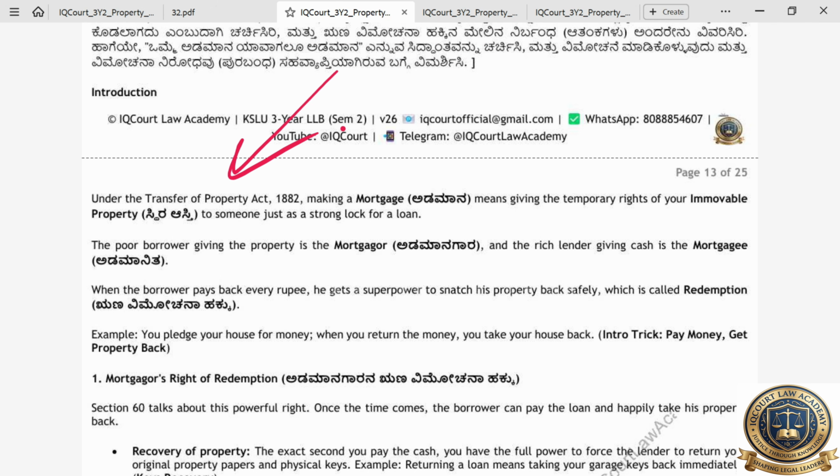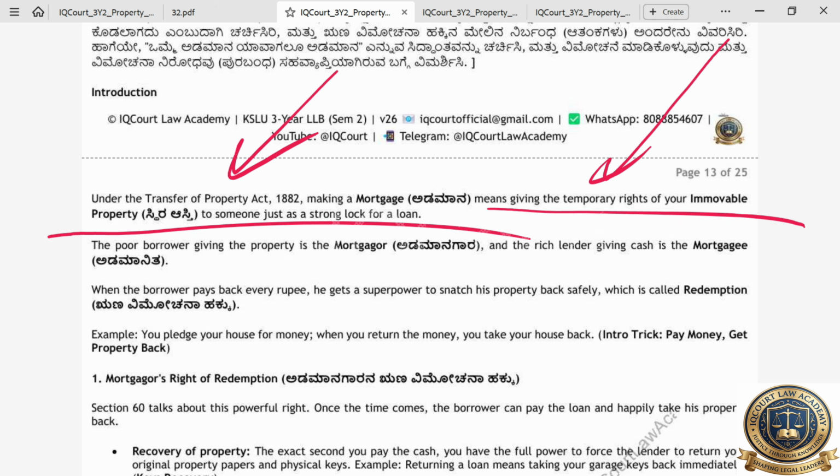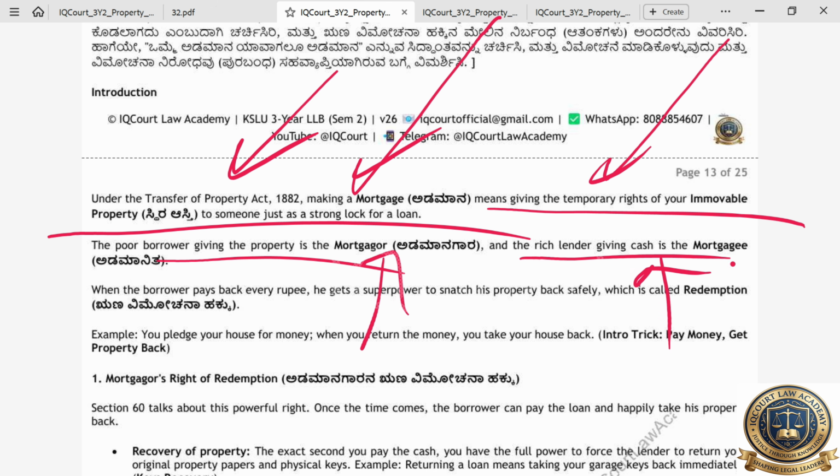Under the Transfer of Property Act 1882, making a mortgage means giving temporary rights of an immovable property to someone, just as security for a loan. For loan purposes, you are giving your property for mortgage. That's it. Very simple. A poor borrower giving the property is a mortgage. The rich lender giving cash is a mortgage. Very simple. IQCourt law administrative methods are very simple, very easy to understand. You'll feel like keep on studying.